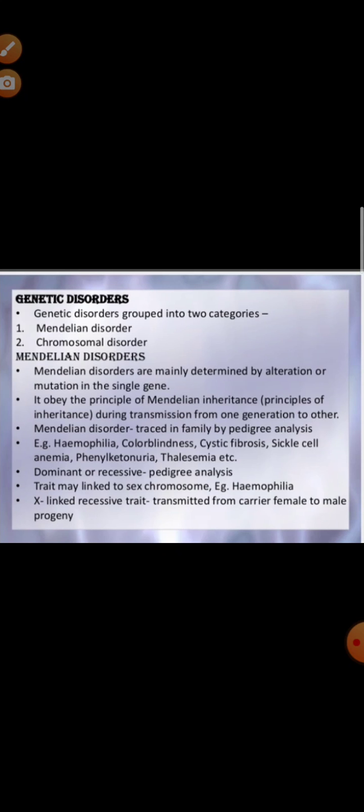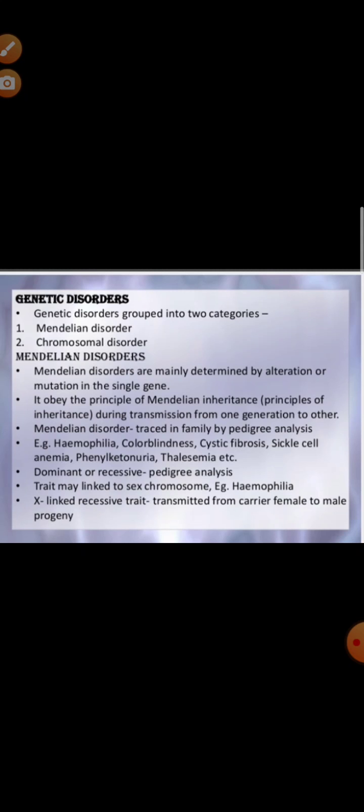Next we will know about genetic disorders. Genetic disorders basically are grouped into two categories. One is the Mendelian disorder, next is the chromosomal disorder. Mendelian disorders, you can give some examples, then it will be very easy later on for you to understand, like color blindness, those who cannot distinguish between the colors, hemophilia, sickle cell anemia, cystic fibrosis, phenylketonuria, thalassemia. These are the Mendelian disorders. And chromosomal disorders are Down syndrome, Klinefelter syndrome, Turner syndrome. This we will discuss in detail now.